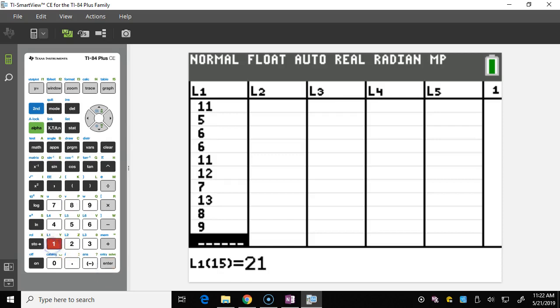21, 4, 5, 4, 22, 10, 16, 5, 10, 16, 6, hold on, 6. 7, 7. 9, 9. 15, 18, 13. That should have been it.